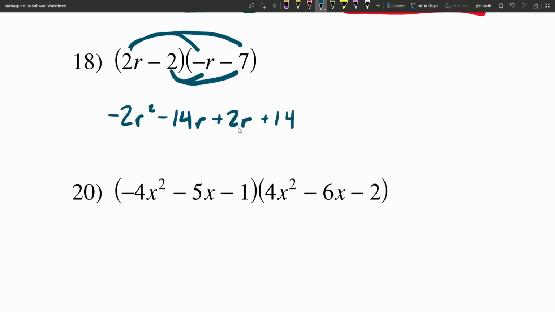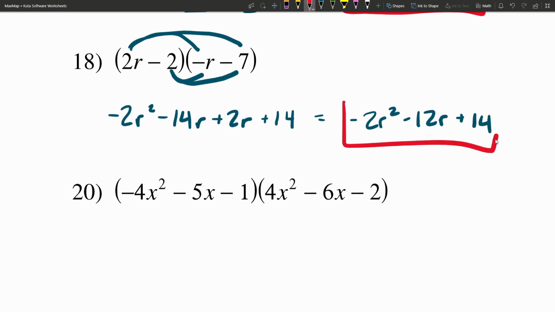Combining negative 14r with a positive 2r, that's going to be a negative 12r. So this results in the polynomial negative 2r squared minus 12r plus 14. And that's our solution for number 18.